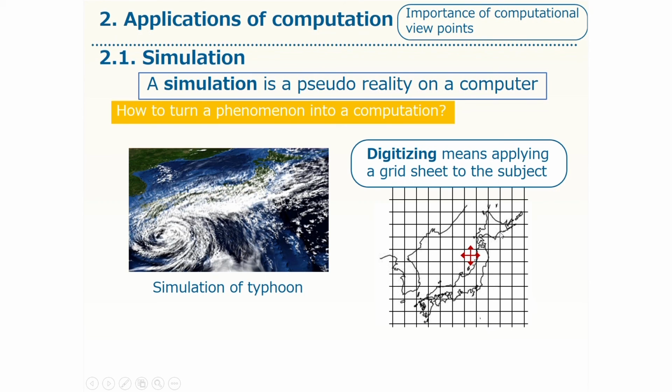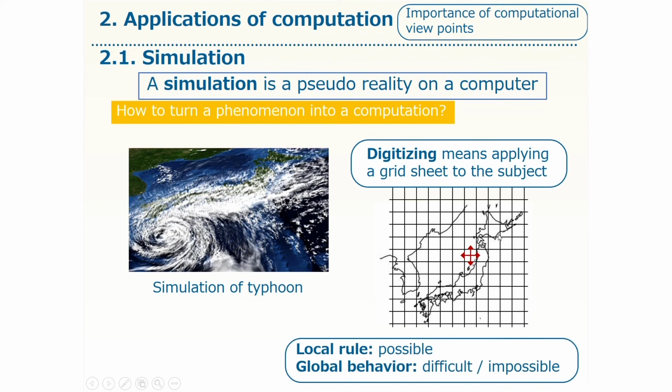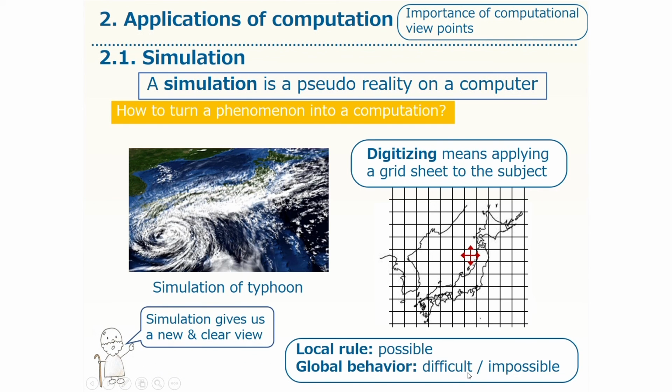Then simulation is used to see how such movements spread across the total area. This is the second point. After digitization, we derive a formula for computing local movements between neighbor grid squares. Then we can use a computer to simulate the total movement, which may be very difficult or even impossible mathematically. So we use computer simulations to understand global behavior for precise predictions or deriving a new theory. In this way, simulation gives us a new and clear view that we cannot get otherwise.